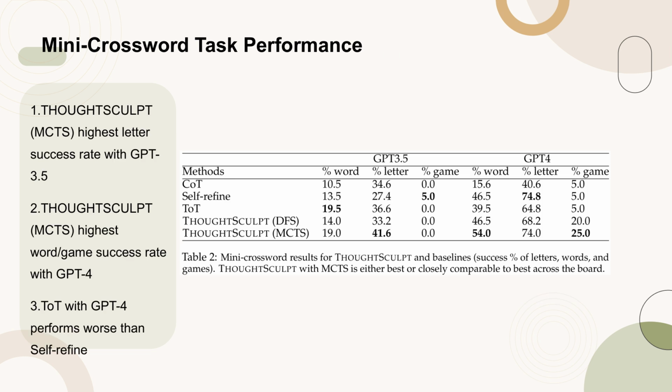Table 2 presents the results of the mini-crossword task for THOUGHTSCULPT and baseline methods, showing the success percentages of letters, words, and games. The data indicates that THOUGHTSCULPT with MCTS achieves the highest letter success rate when using GPT 3.5 and the highest word and game success rates with GPT 4. Notably, despite limited search steps, THOUGHTSCULPT with MCTS performs comparably to the best results, while THOUGHT with GPT 4 underperforms compared to self-refine. This suggests the importance of a self-revision mechanism in this task.